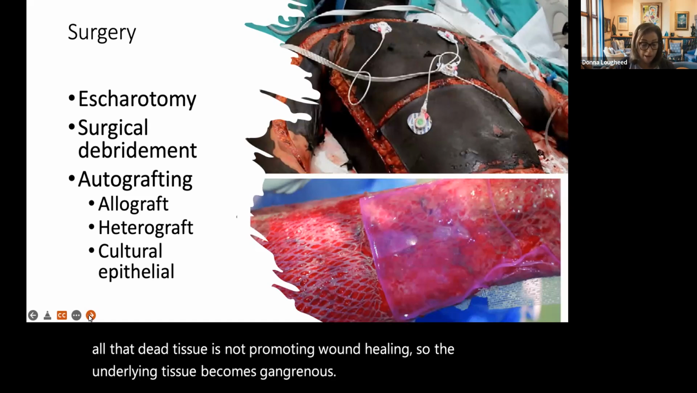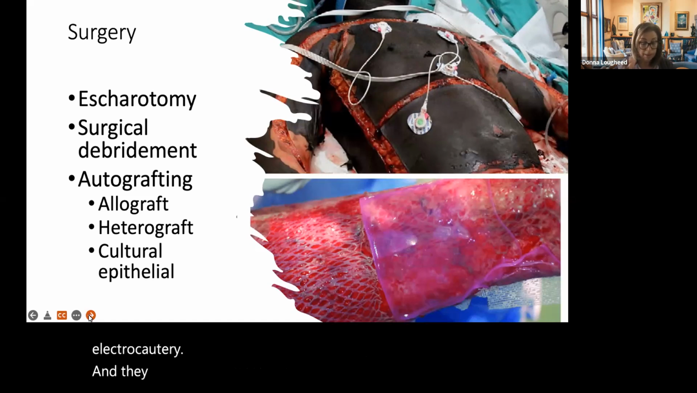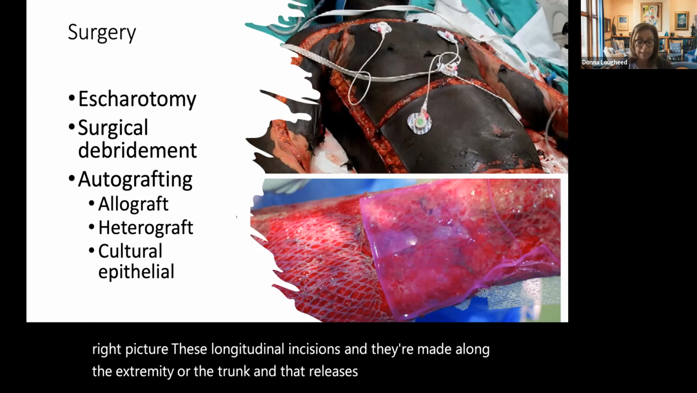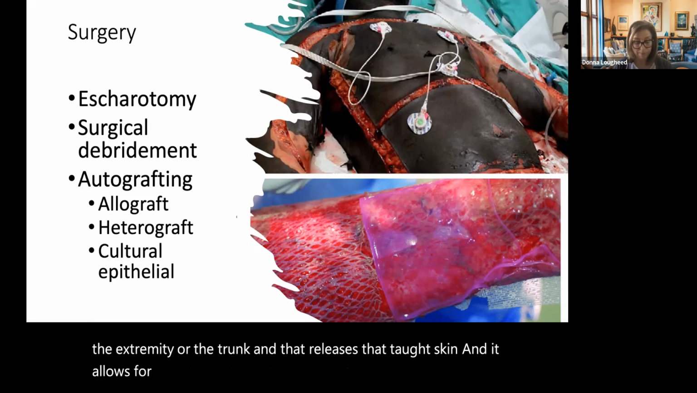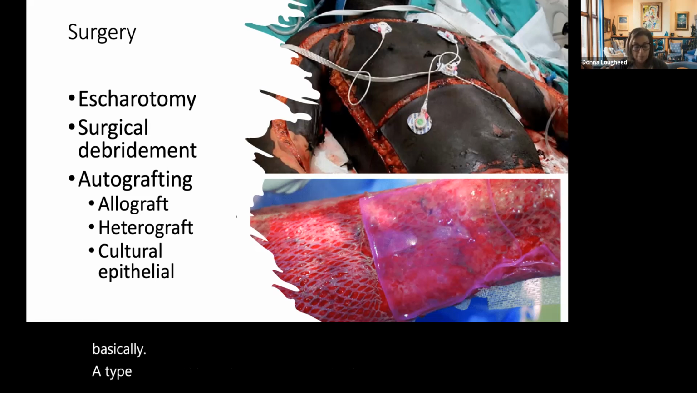And an escharotomy removes the eschar with a scalpel or electrocautery, and they use sterile surgical incision, as you can see in this top right picture, these longitudinal incisions. They're made along the extremity or the trunk, and that releases that taut skin and it allows for edema formation. And it's the same concept as a fasciotomy with compartment syndrome. This is basically a type of compartment syndrome because we're not allowing for edema.